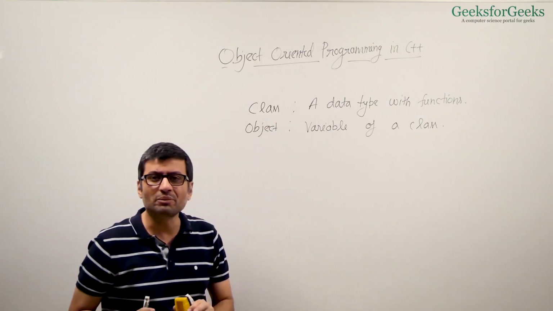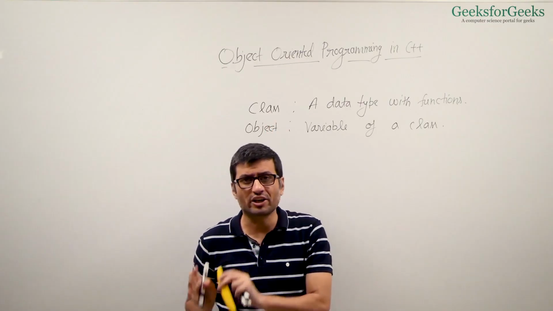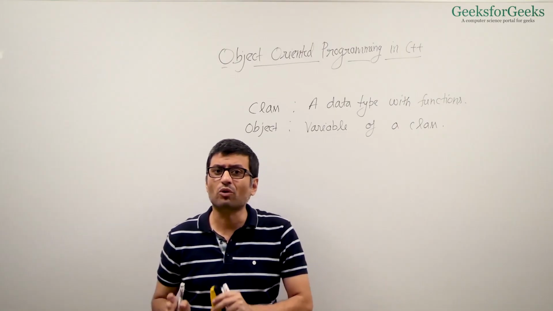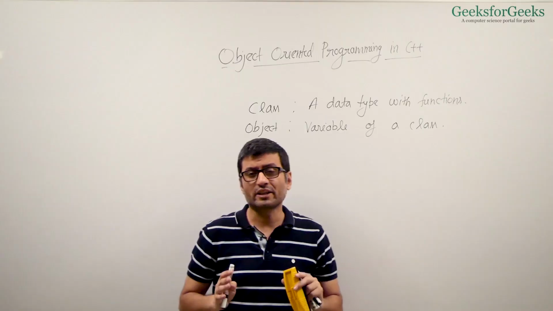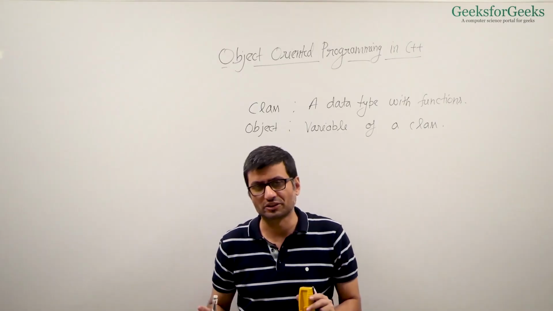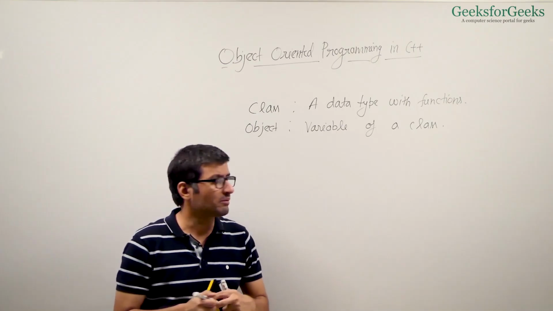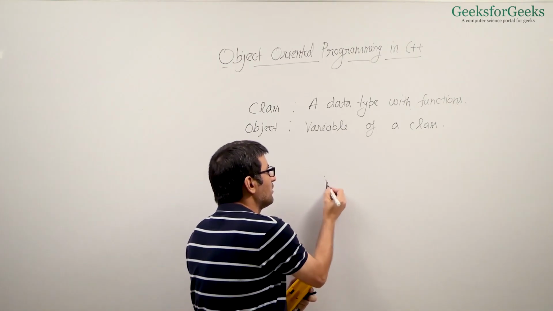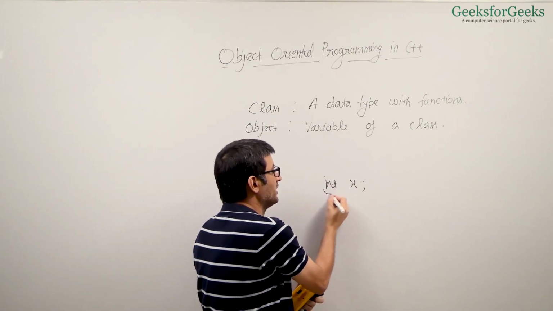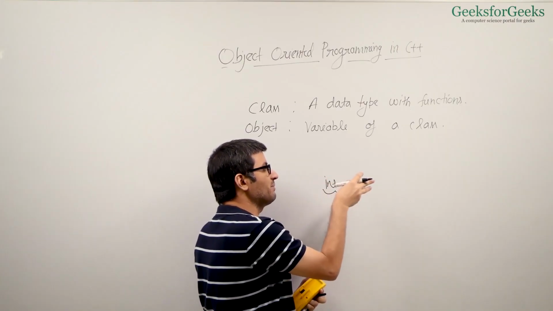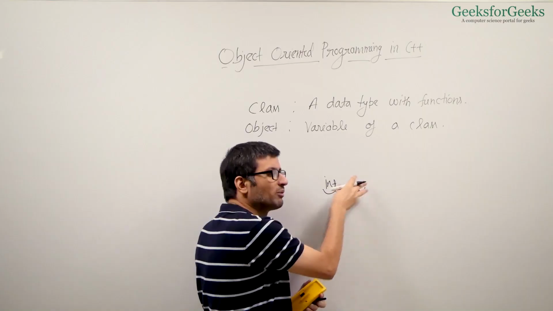A class can be considered as a data type. It's different from primitive data types like int, float, char in a way that it can also have functions. An object is a variable of this data type. For example, we create int x. Int is the data type, x is a variable. Similarly, a class is a data type and an object is a variable of this data type.